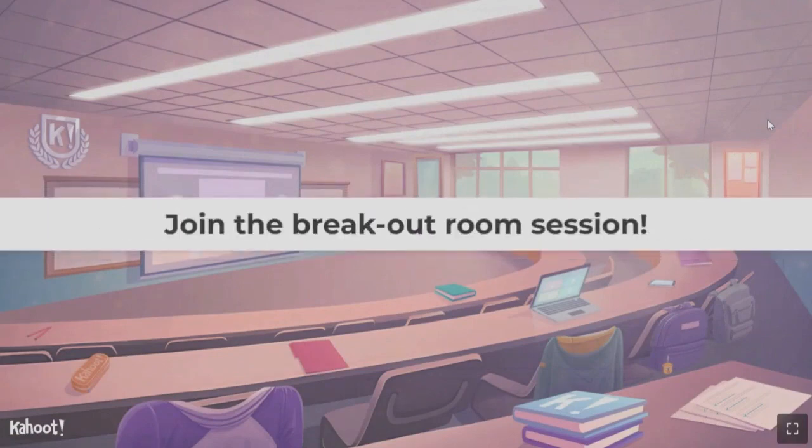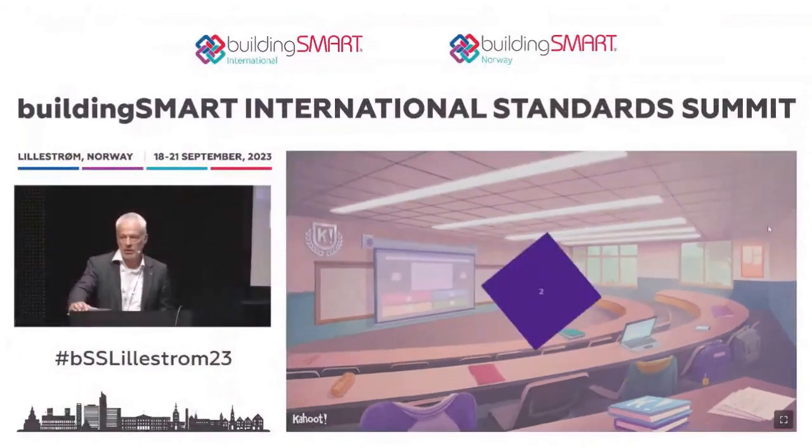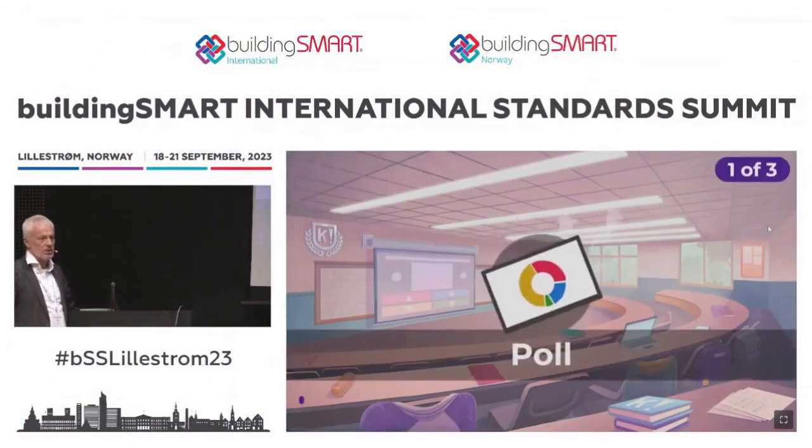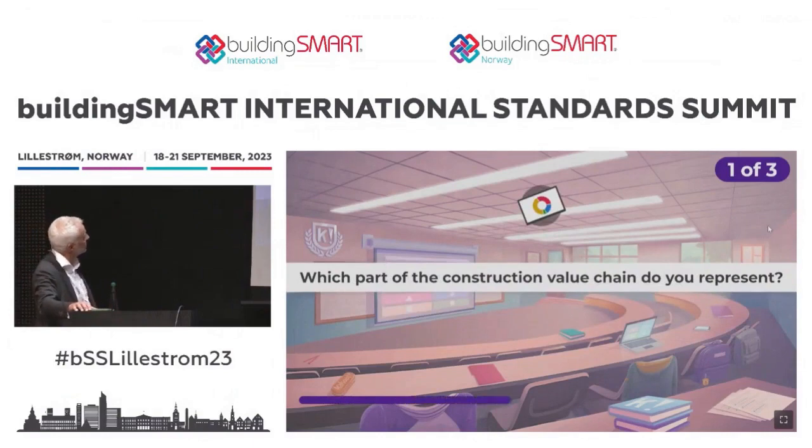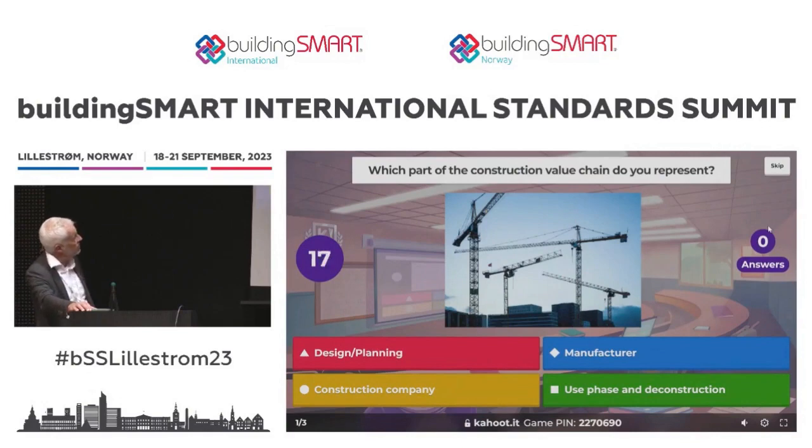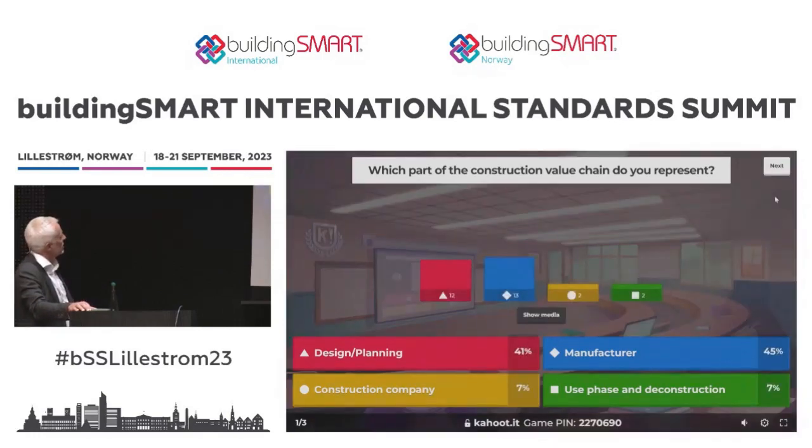Again, this is to get an idea of who is out there and who will join the breakout rooms afterwards, so that we can have a good split of companies and inputs. So which part of the construction value chain do you represent? Red, or the triangle, is design and planning. Blue is manufacturer. I hope we don't have too many colorblind people on the call. Construction company, the circle, is yellow, and green is use phase and deconstruction.